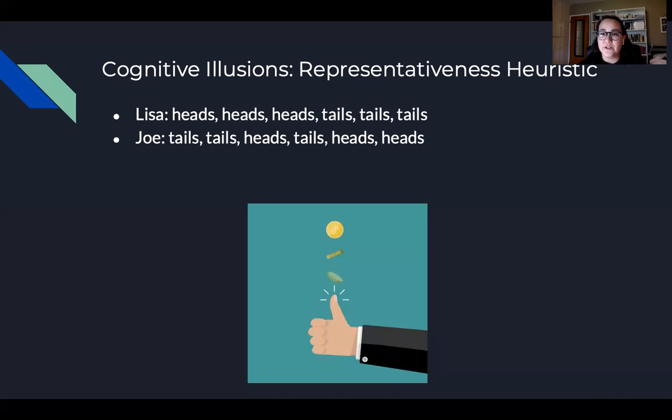But for lack of something better to do, they just start flipping a coin and they keep track of the way that it lands over time. And then they compare their different results. So Lisa reports that her sequence of coin flips results in the following pattern that you see on the slide. So heads, heads, heads, tails, tails, tails. And Joe gets tails, tails, heads, tails, heads, heads. And so now the question is, which student has obtained a more statistically probable series of results?